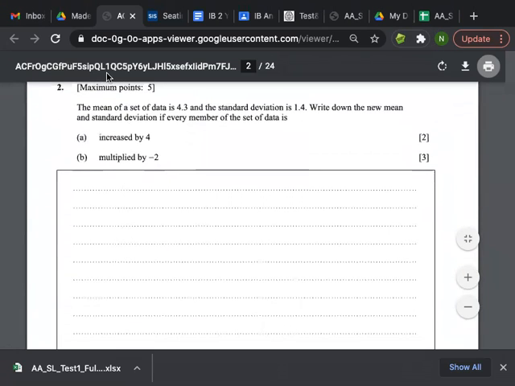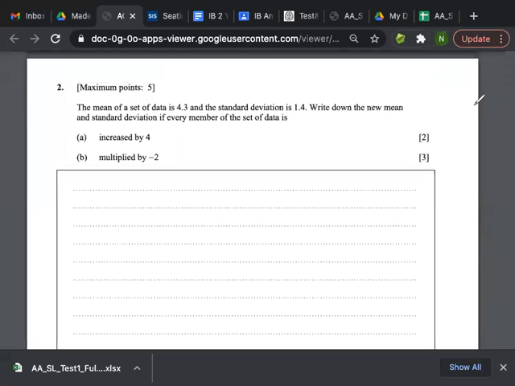Okay, here we have a little bit of an abstract question, but it might help you to come up with your own number set if that's the way your brain works. The mean of a set of data is 4.3 and the standard deviation is 1.4, right? What are the new mean and standard deviation if every number is increased by 4? I can show you with math, but does anybody have a first instinct?